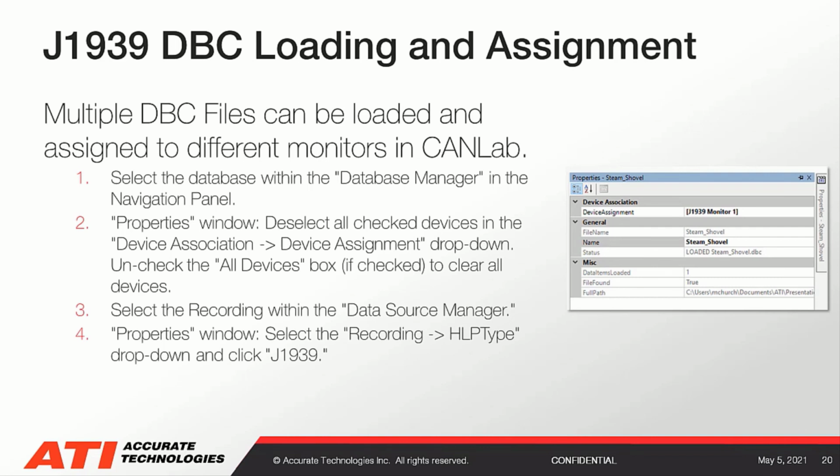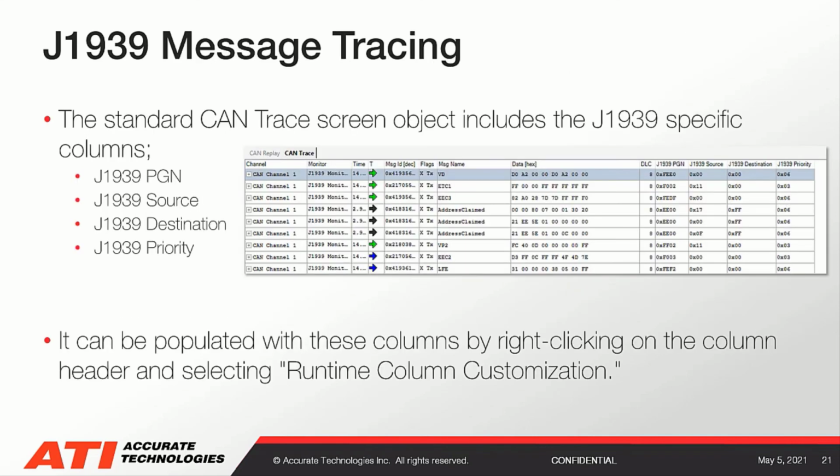Also, because we can have multiple DBC files active in a workspace, it is important to assign each one to its specific device. CANLab's CAN trace object has some unique filters that can be added to the CAN trace window to customize it for J1939 data, such as the PGN, source, and destination, as well as the priority of the messages.